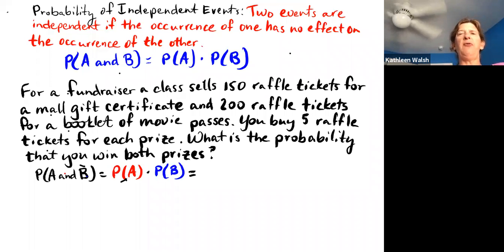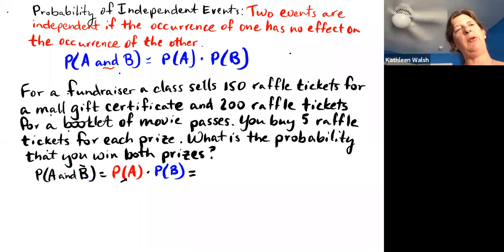So our general formula is the probability of A and B is equal to the probability of A times the probability of B. Okay, so remember when you see the word "and" in probability, it means you're going to multiply. Okay, "and" means multiply, "or" means add.